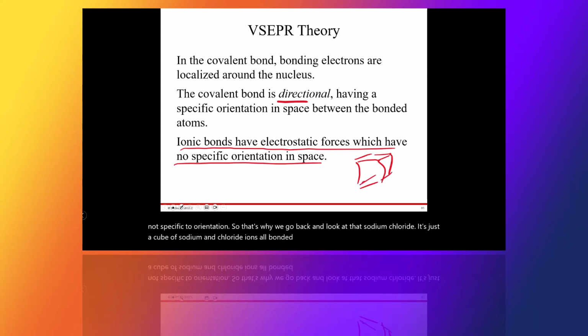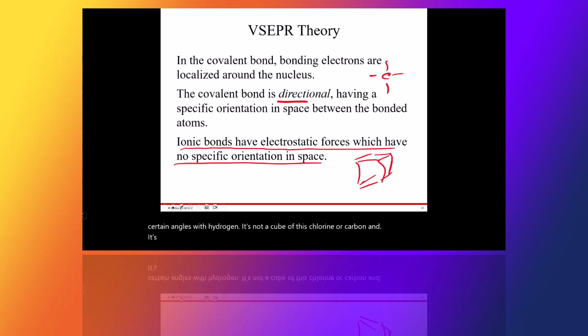Well, covalent bonds have direction. They're going to bond at certain angles, because it's carbon, and then it's bonded at certain angles with hydrogen. It's not a cube of just carbon and hydrogen atoms. It's got a direction to the bond, and that's going to give it a 3-dimensional geometry.